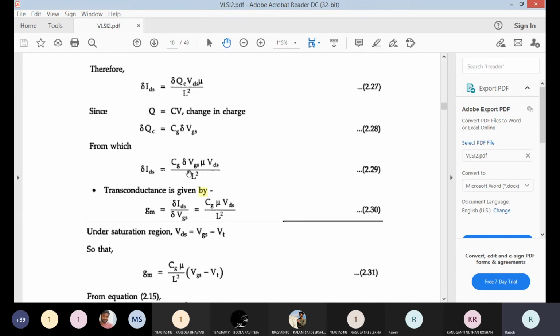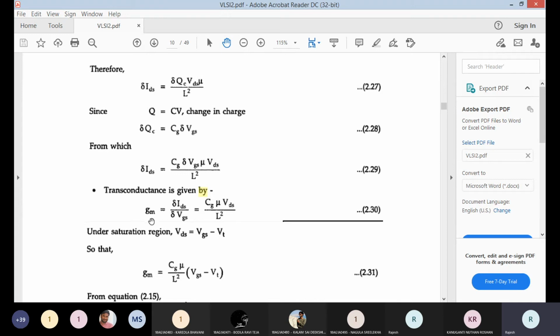So you have a basic equation of charge to voltage, Q equal to CV. Dou QC is nothing but CG into dou VGS. So you can analyze what dou QC is. It is CG, the gate to channel capacitance, into dou VGS. Substitute that value, equation 2.28 in 2.27. After substituting 2.28 in 2.27, you get dou IDS as CG into dou VGS into mu into VDS by L square. Already mu VDS by L square is the same; only we are substituting dou QC.